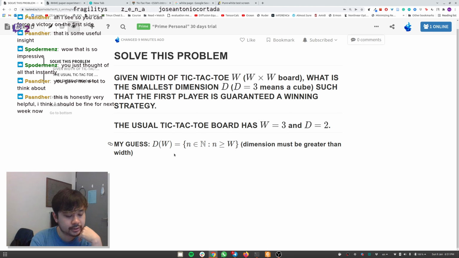The point is that tic-tac-toe, by definition, is about slices. You can win by slices.